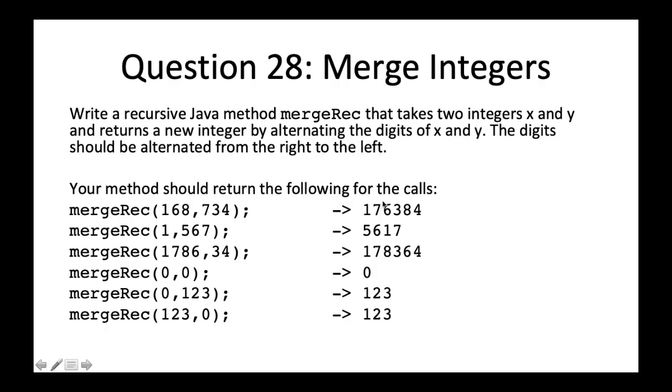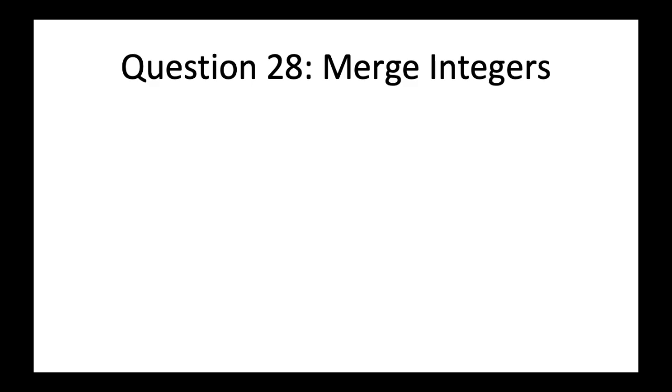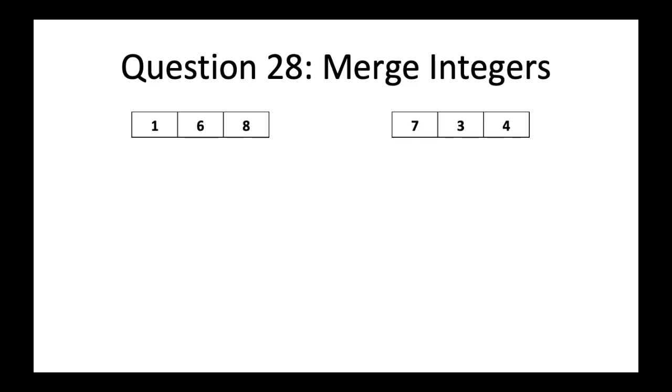Write a recursive Java method, mergeRec, that takes two integers, x and y, and returns a new integer by alternating the digits of x and y. The digits should be alternated from the right to the left. Okay, let's see how this would work. Let's say I have two integers, 168 and 734. Please note that these are integers, not strings.